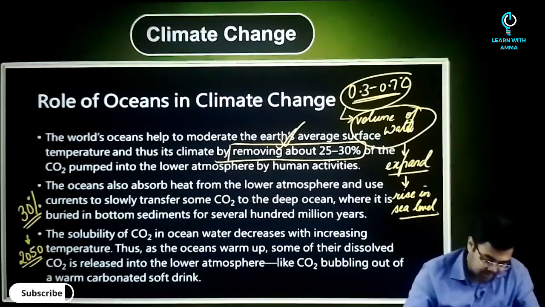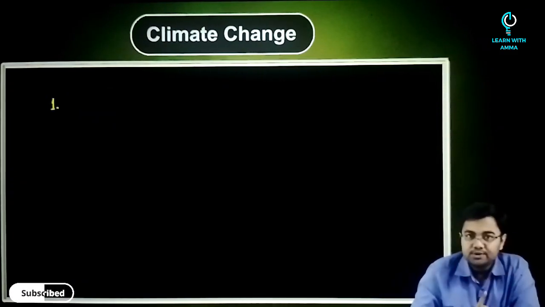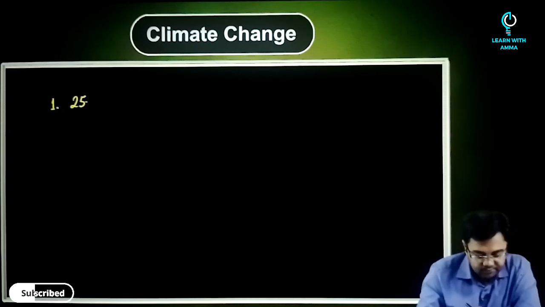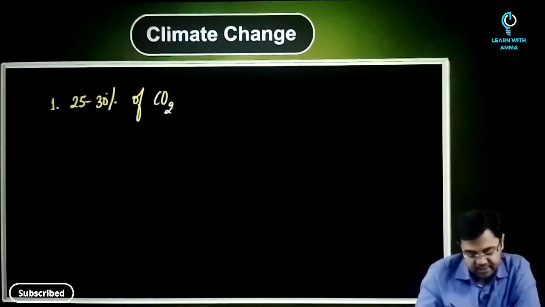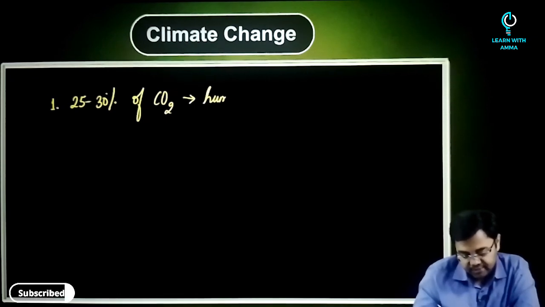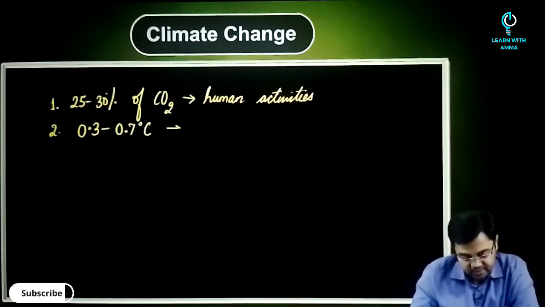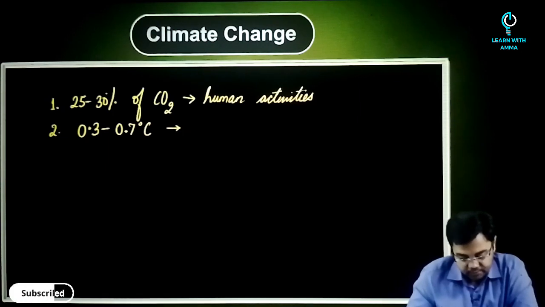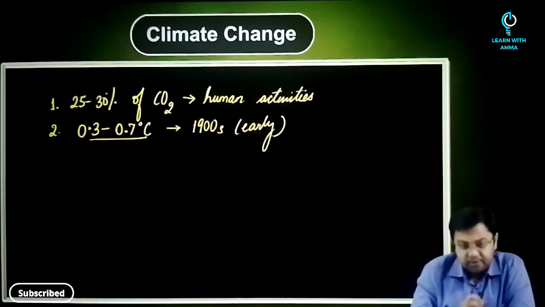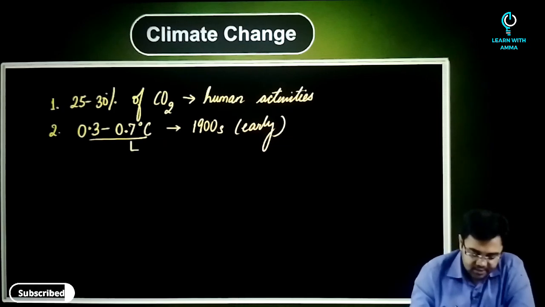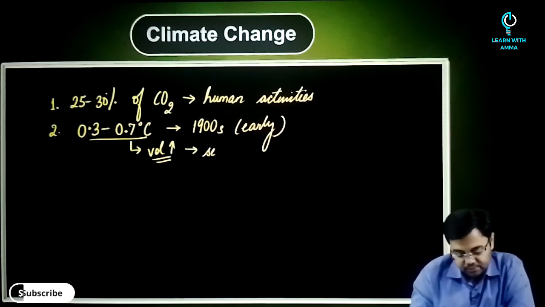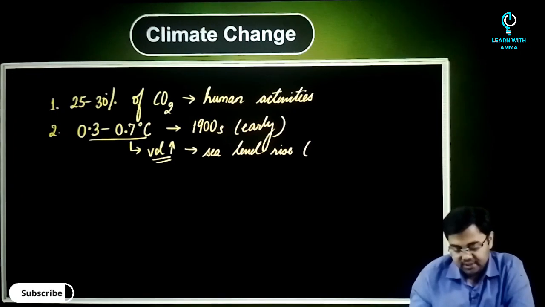So just to summarize what we are saying, first of all, oceans absorb 25 to 30% of carbon dioxide which is released due to human activities. Second point that we discussed, that there has been an increase of approximately 0.3 to 0.7 degrees Celsius in the temperatures of the ocean water as compared to the early 1900s. And as I said, it looks like a very meager increase, but since the volume of water is so high, it would lead to a rise in sea level because this water is expanding.